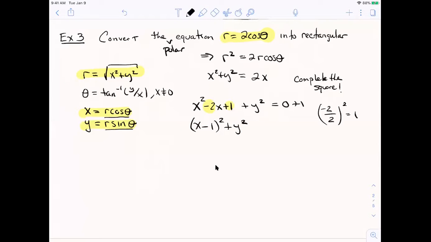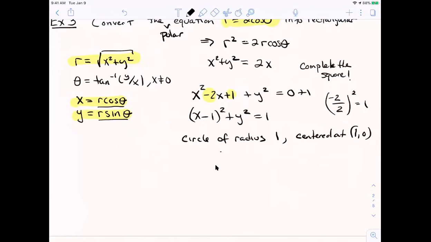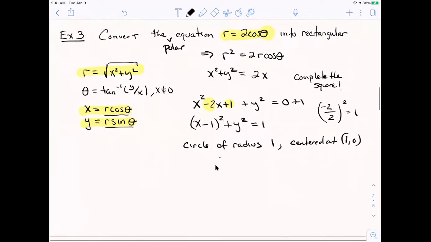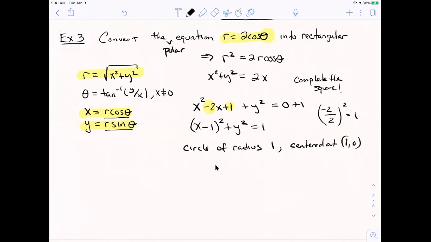Y squared's already factored. And I can see that that's a circle of radius 1, centered at the point 1, 0. And if we flick back to that Mathematica slide, we'll see that, yeah, that's exactly where that circle was centered. Its radius was 1. It was centered on the x-axis at the point 1, 0. Cool.